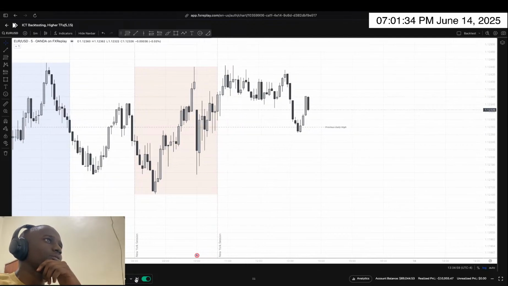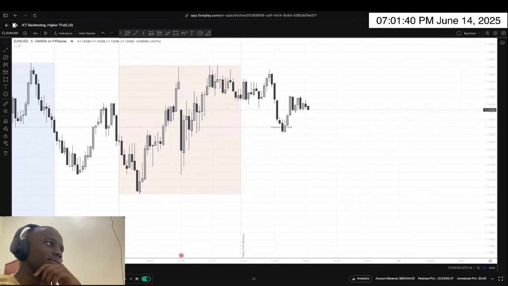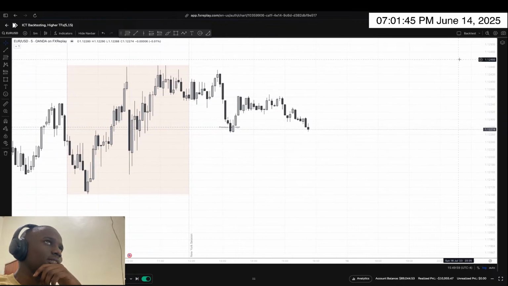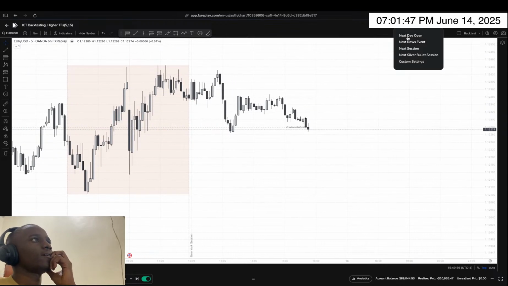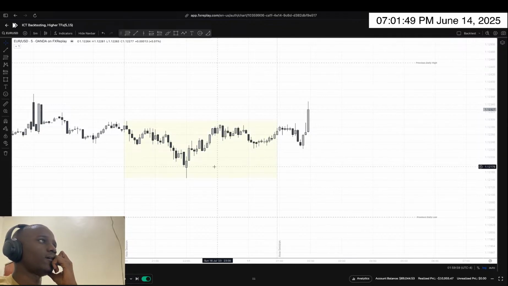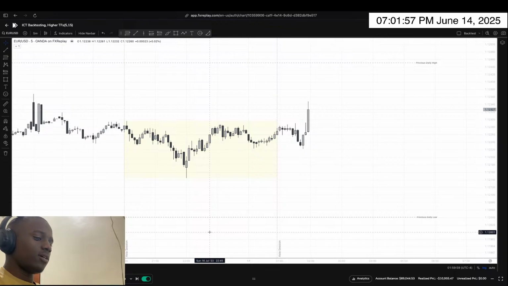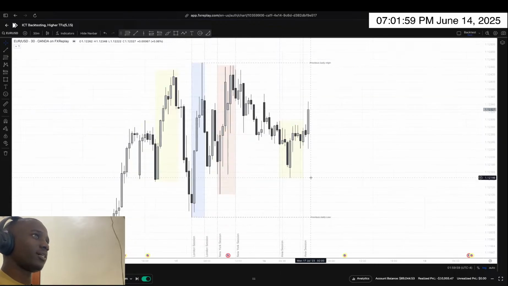Okay, PM session is looking quite nice, but really don't trust it. Oh yeah, let's go to the next day. Asia high is taken out. Previous day high, previous day low. Good liquidity points. How does the 30-minute look like?